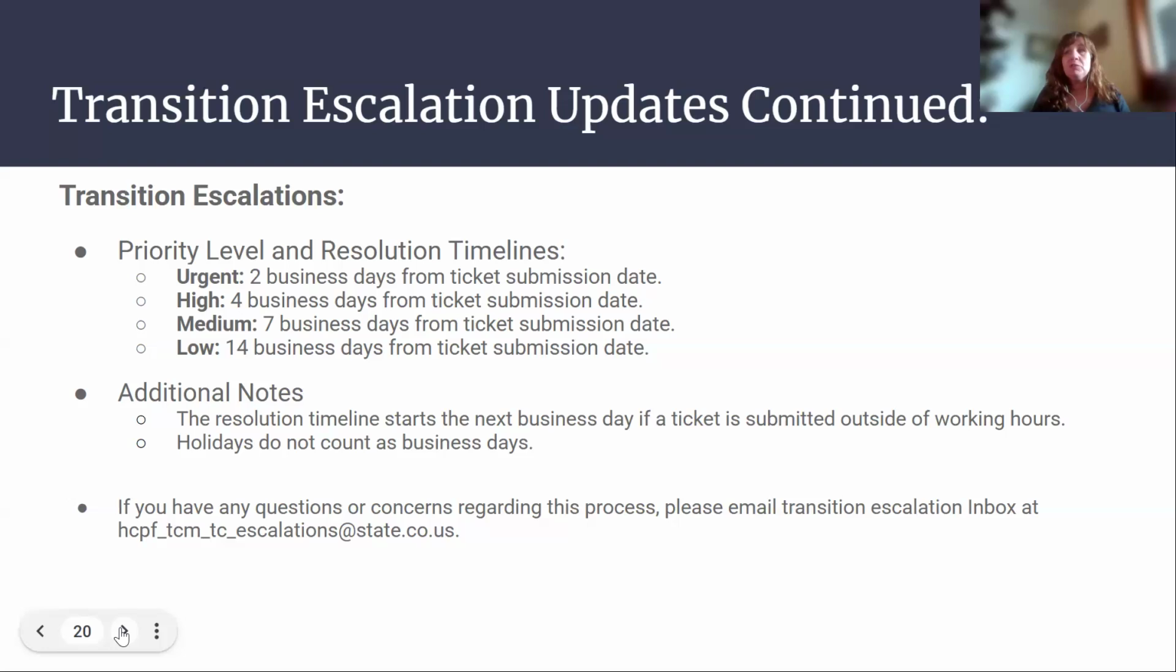On this slide, it shows priority levels. You don't have to choose that. That again is the person on our team that will be assigning it to the appropriate person. The timeline that we have, once you put that ticket in, it starts on that day, unless of course the ticket is submitted outside of our office hours. In that case, it'll begin the next day. Holidays don't count.